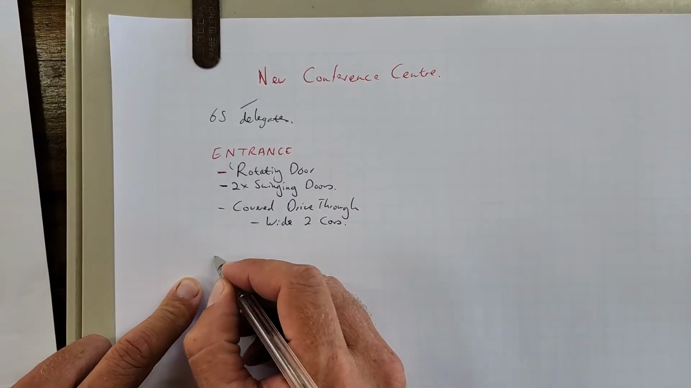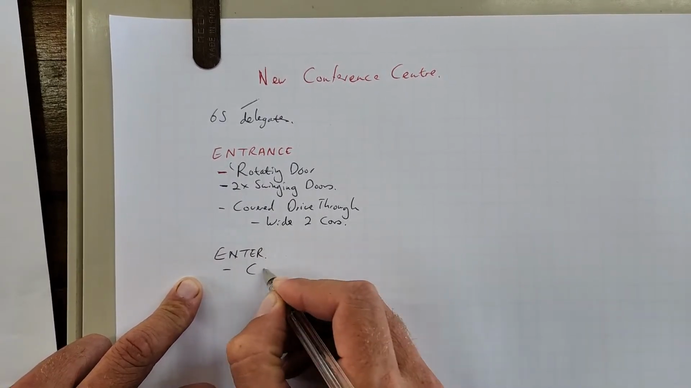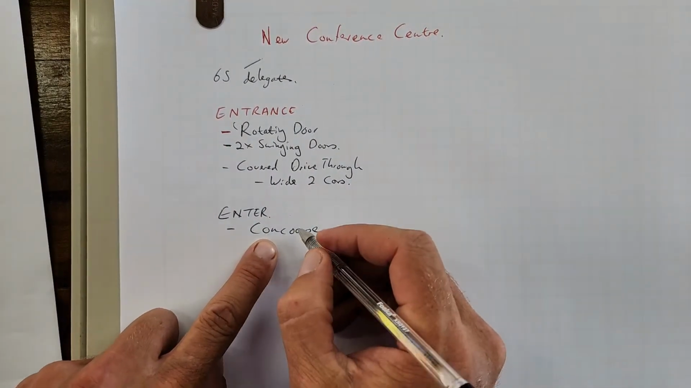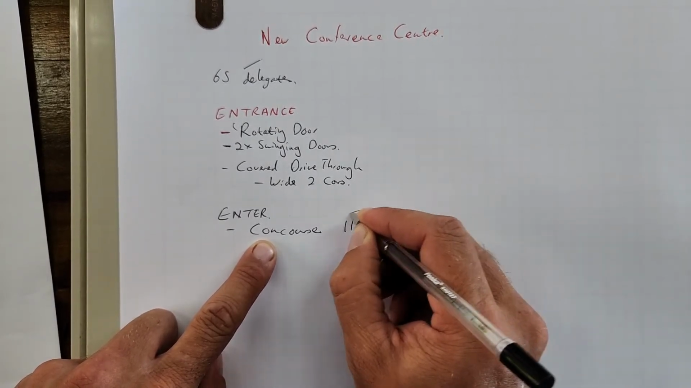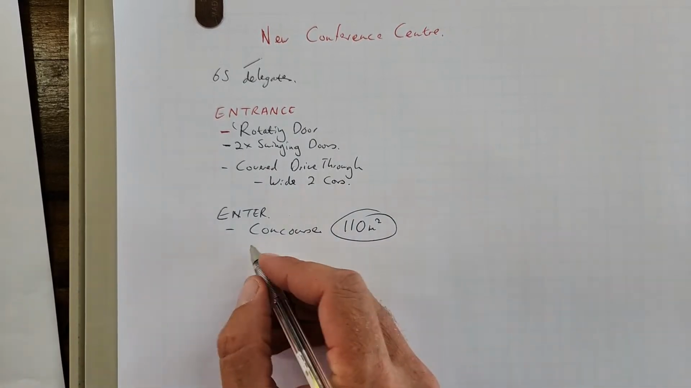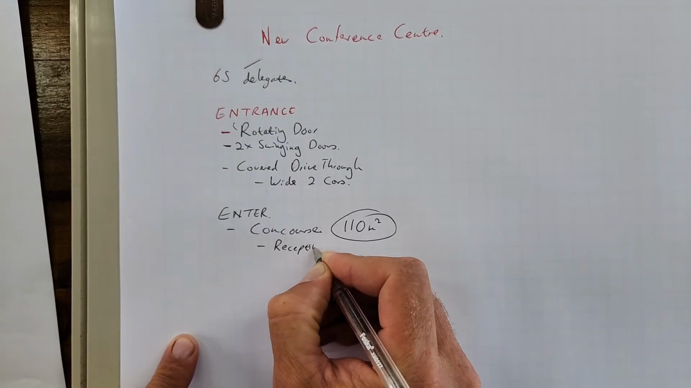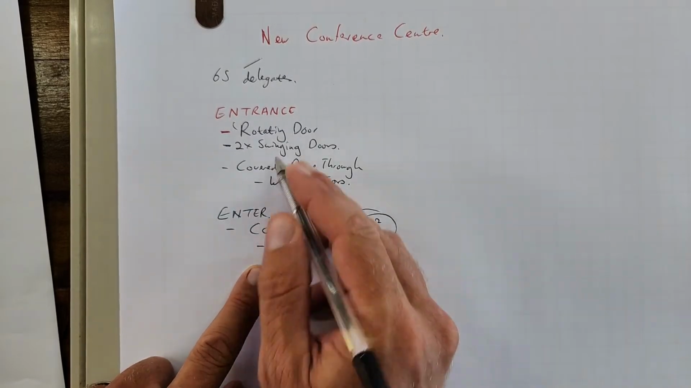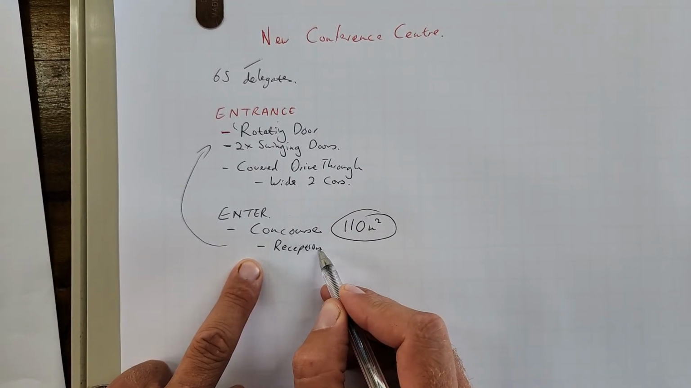Then as I enter, what do I have? I have a concourse. This concourse must be no less than 110 square meters. This is the first important size that they've specified. It must include a reception, and that must be near the main entrance, of course. You can make an arrow there to remember that for you.